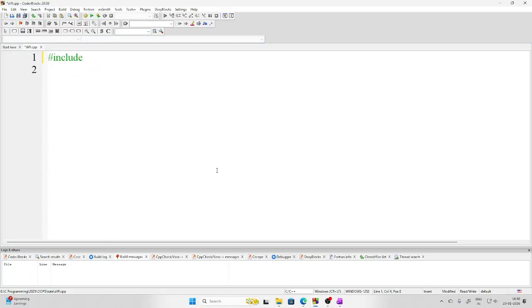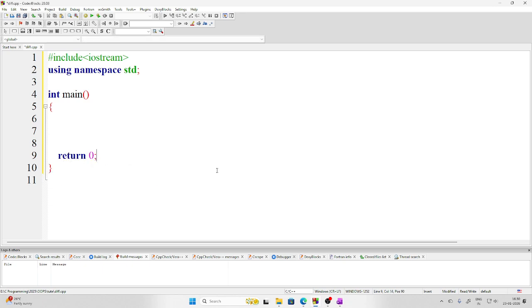First include the header file, then using namespace std, so that you needn't have to bring cout and cin out every time in the scope. So now your main function, int main, and then return 0.